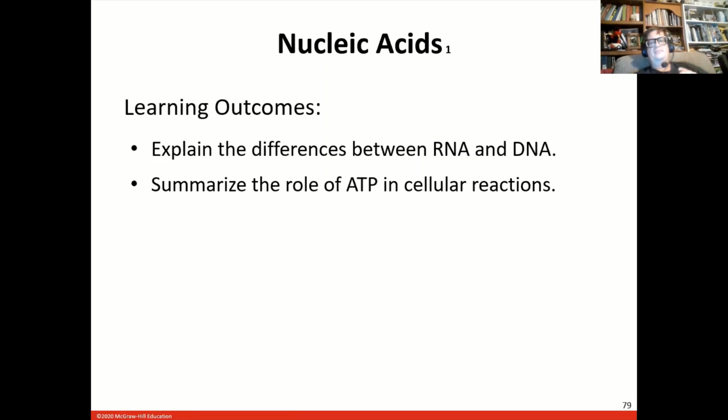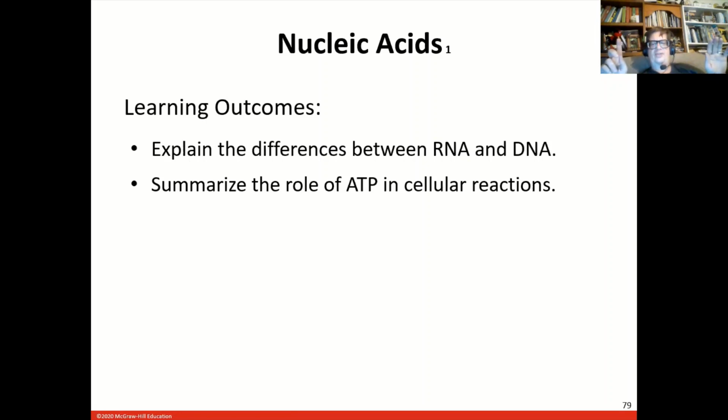And DNA, the twisty ladder, each rail of the ladder has sugar, phosphate, sugar, phosphate, sugar, phosphate, sugar, phosphate. And that sugar is deoxyribose. Now, RNA, it's usually one strand, and it's still sugar, phosphate, sugar, phosphate, sugar, phosphate, sugar, phosphate. And the sugars are ribose. So the first difference I want to focus on is which sugar. DNA always uses deoxyribose, where RNA always uses ribose.